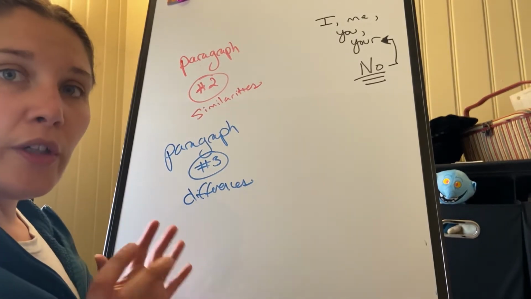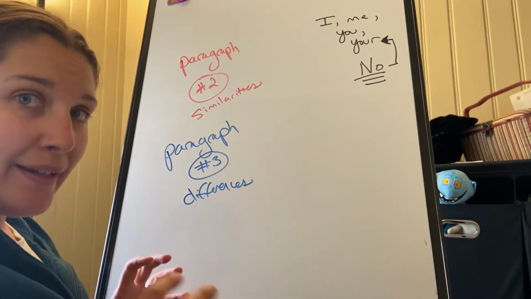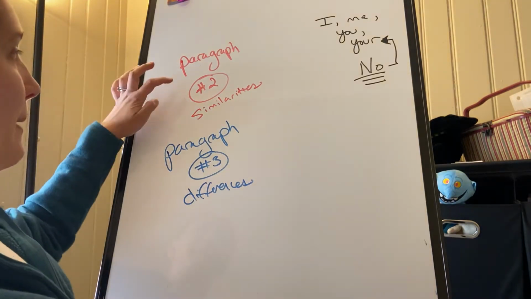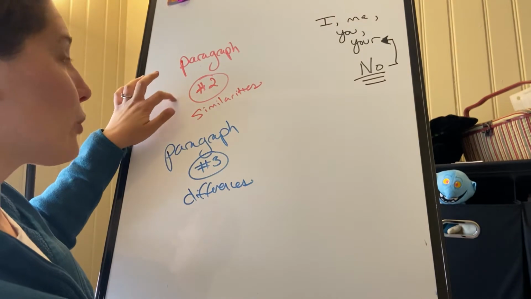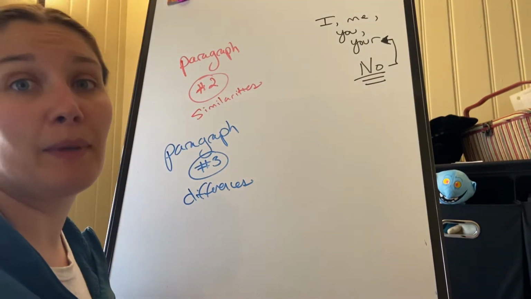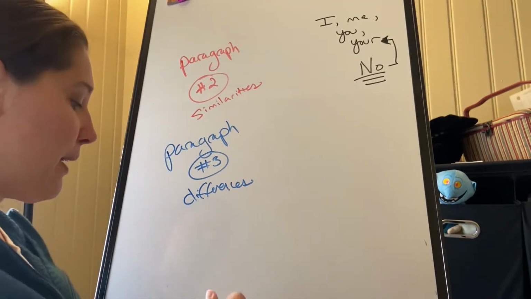Okay guys, so we're going to go ahead and talk about the meat of our paper. So this is going to be paragraph number 2 and paragraph number 3. Paragraph number 2, I want you to focus on the similarities between Justin and Macbeth.